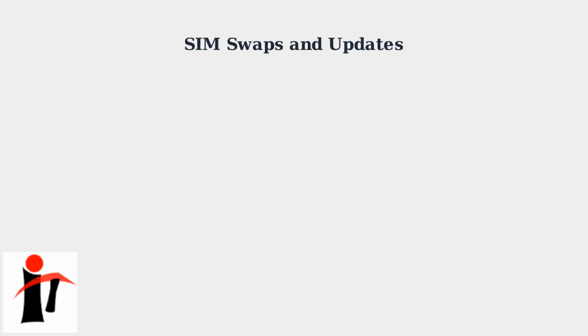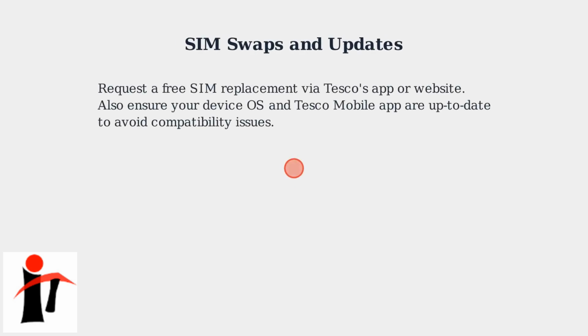If APN configuration doesn't fix the problem, the issue may be with your SIM card. Physical SIMs can degrade over time, especially after 2 to 3 years, leading to registration failures. Tesco offers free SIM replacements for up to 2 years post-activation.